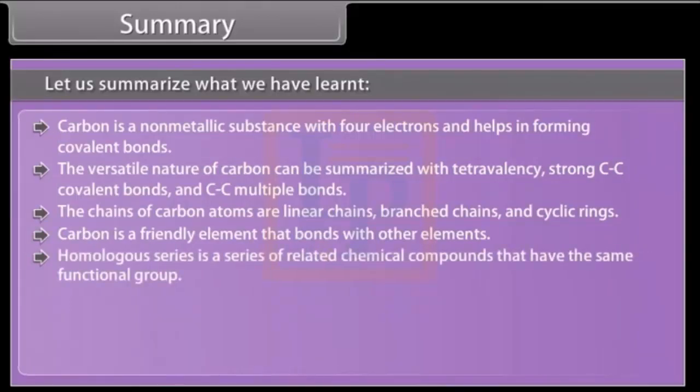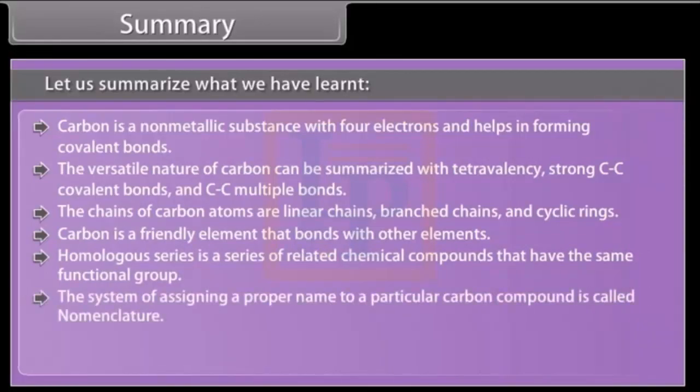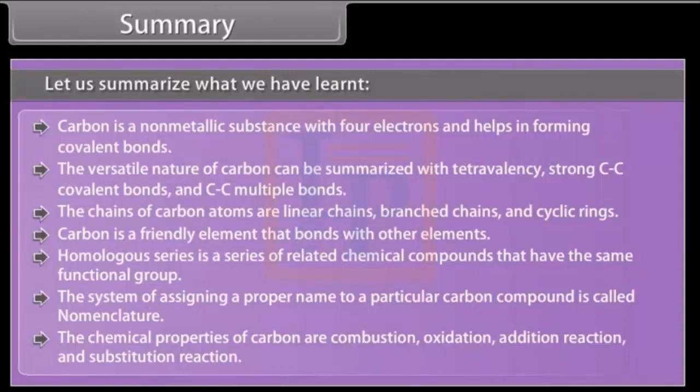Homologous series is a series of related chemical compounds that have the same functional group. The system of assigning a proper name to a particular carbon compound is called nomenclature. The chemical properties of carbon are combustion, oxidation, addition reaction, and substitution reaction.